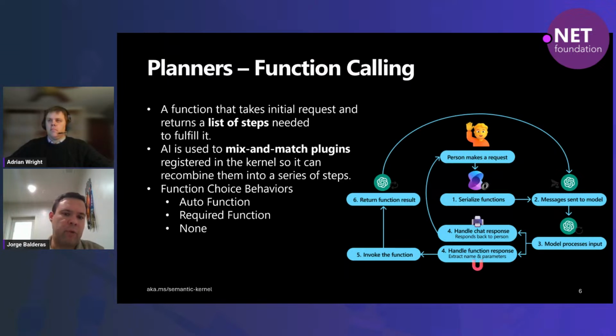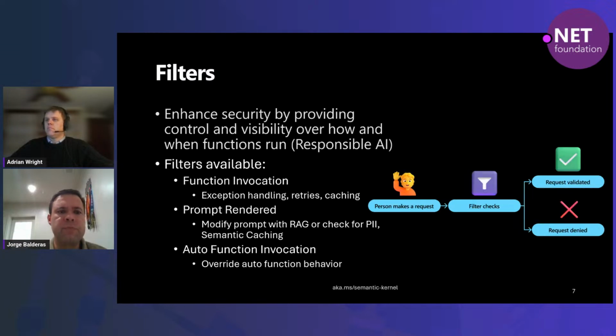The other two behaviors that we have are require function, which is really if you want to always make sure it's using certain function or functions, you can use that. And then the last one, none, is really more for testing. It does a dry run, so you can see what it would decide to use. So that's really more of a testing capability.